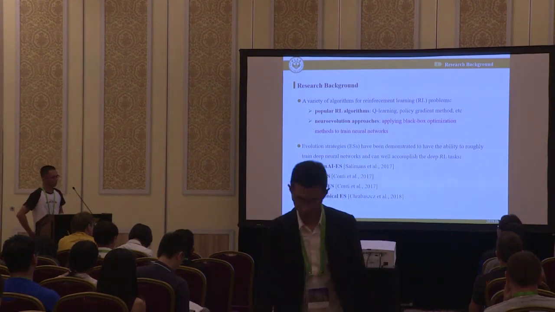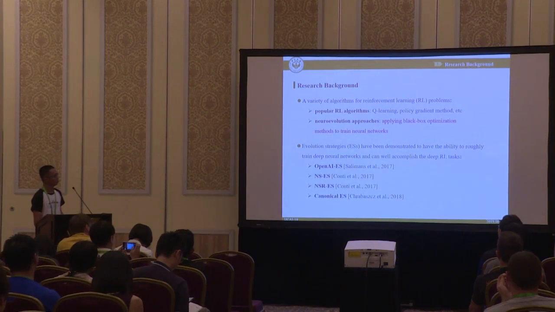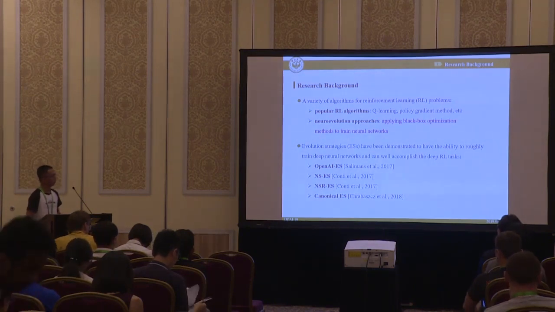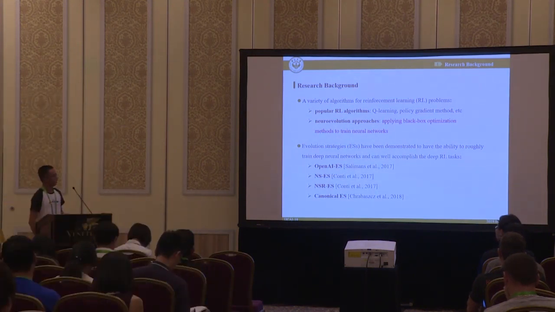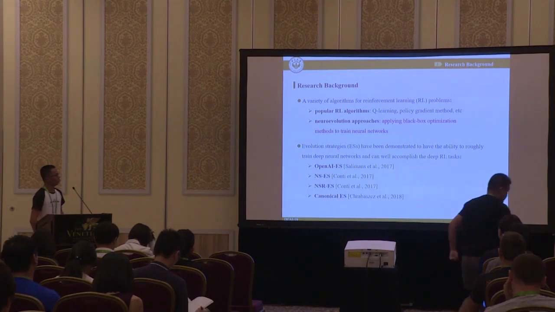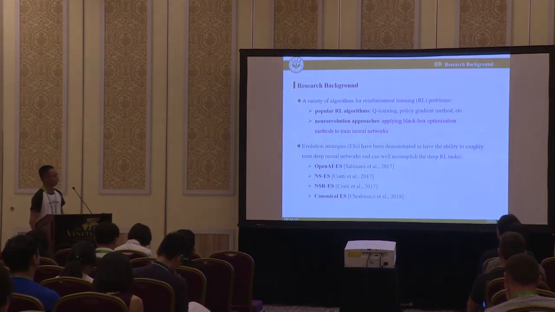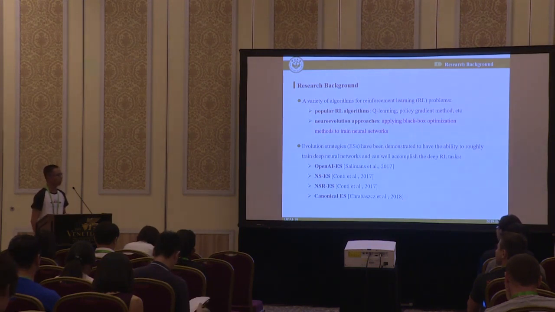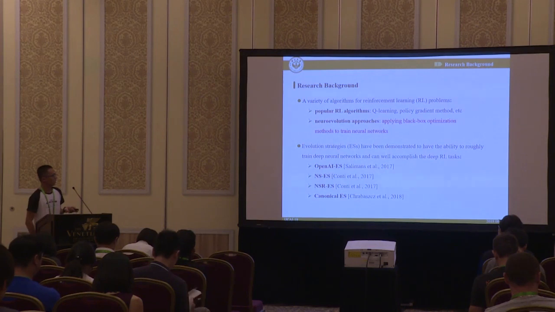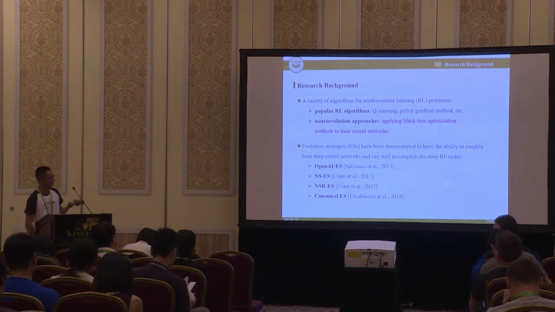Firstly, we introduce the research background. As we all know, there are many different algorithms for reinforcement learning problems, such as popular reinforcement learning algorithms and the neural evolution approaches. It is worth noting that the neural evolution approaches apply black box optimization methods to train neural networks. Among these algorithms, evolution strategy has been demonstrated to have the ability to train neural networks well and can accomplish deep reinforcement learning tasks. The most important part is the ES variety proposed by OpenAI, and it has motivated several nice works from scientists from companies or universities, such as the later 3 algorithms.